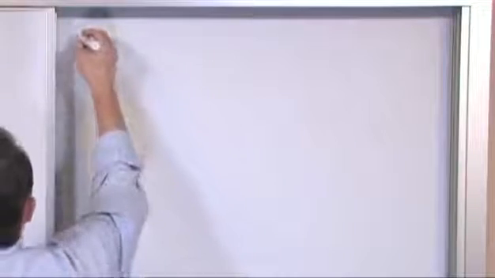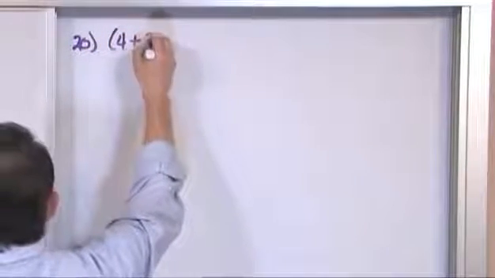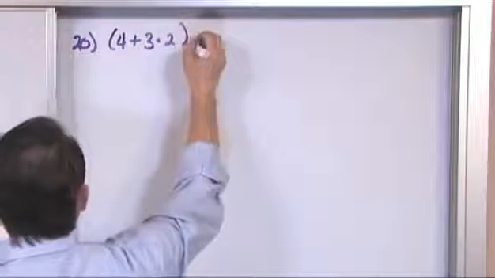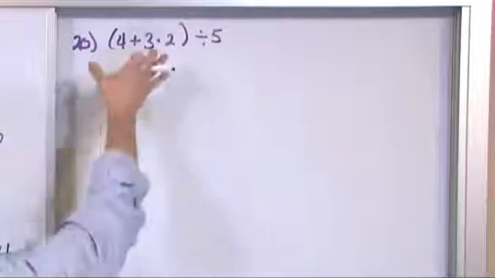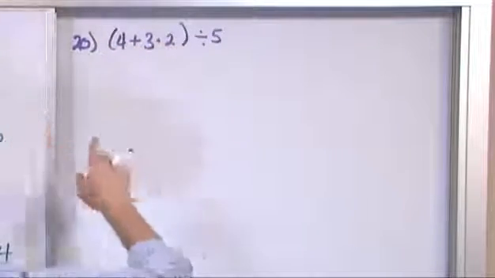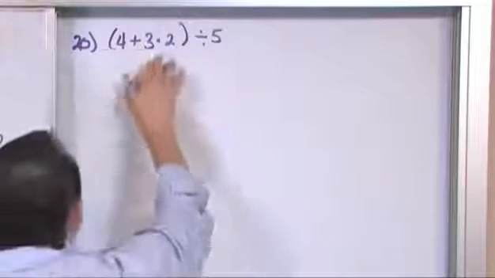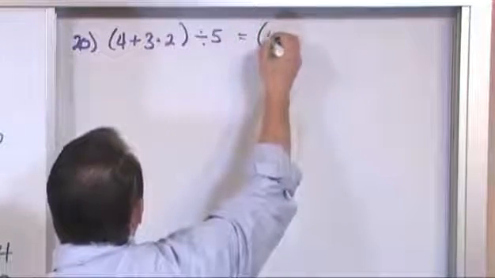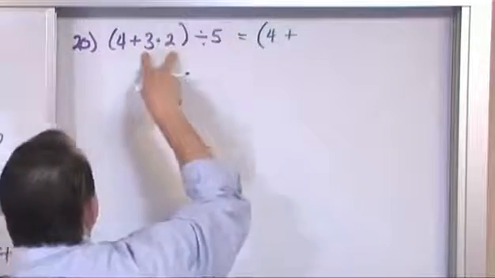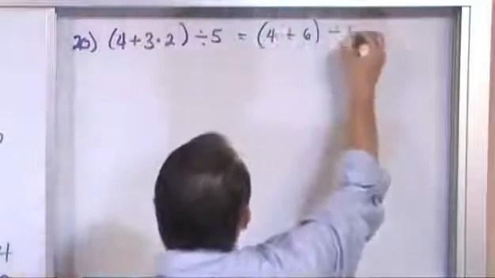Now let's do number 20. And let's say it was 4 plus 3 times 2, all in parentheses, divided by 5. Now, first thing you check for is parentheses, but inside those parentheses we have some multiplication and some addition going on, and we know that among these things we have to do the multiplication first. So we do that. We keep the parentheses for now. 4 plus, we do this first, 3 times 2 is 6. Close the parentheses. We've got to keep the divided by 5 going on here.